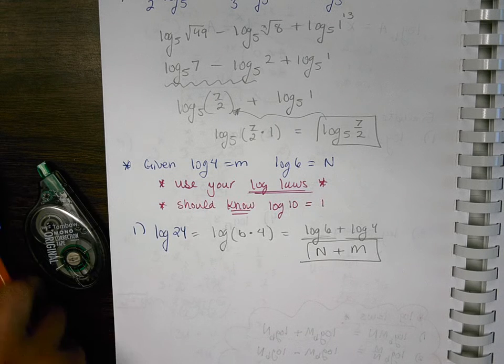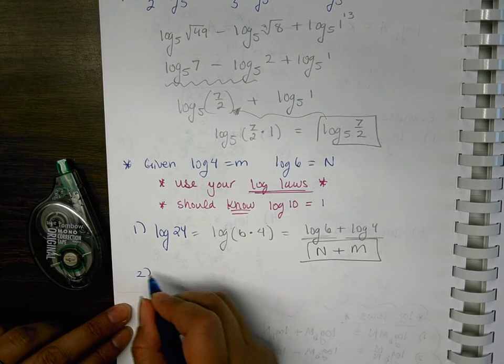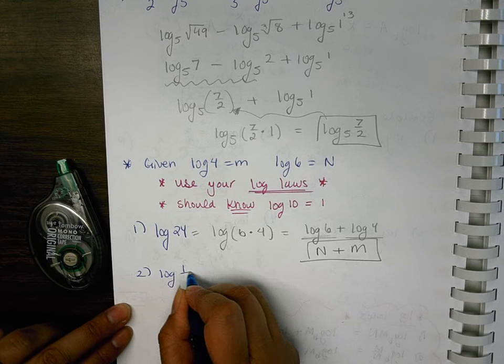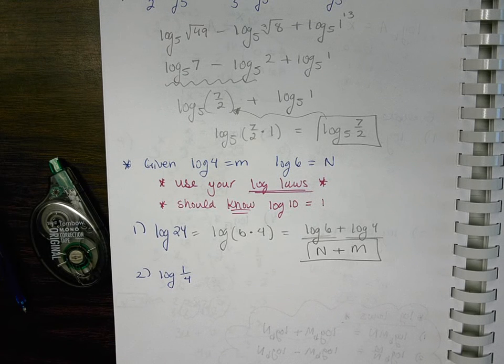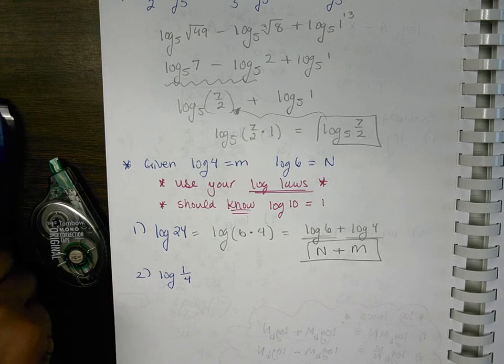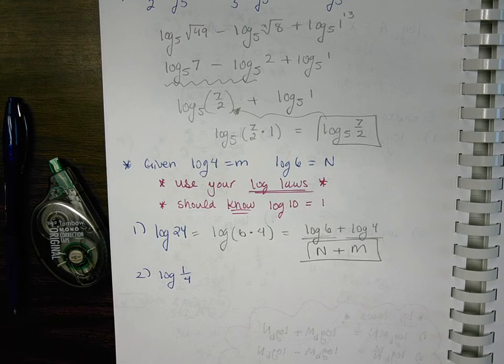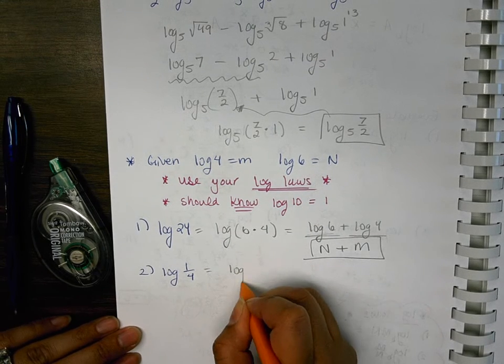Let's try another one. Number 2, log of 1/4. There's more than one way to approach this. Anybody have any suggestions? I can rip it apart, or I can change it to 4 to the negative 1. What do you guys want to do? Rip it apart using subtraction, or bring it to 4 to the negative 1. What would you guys most likely do? That? Okay. Log of 4 to the negative 1.